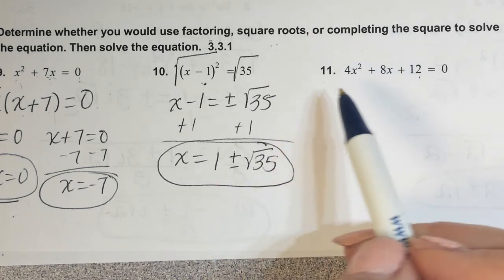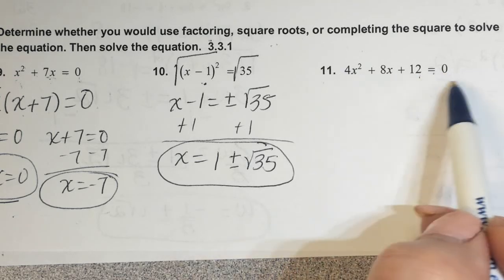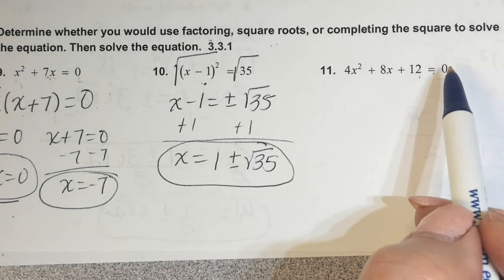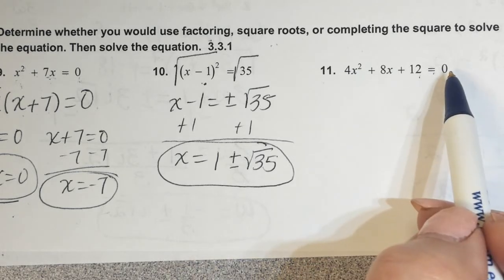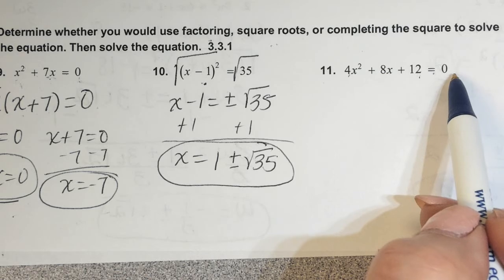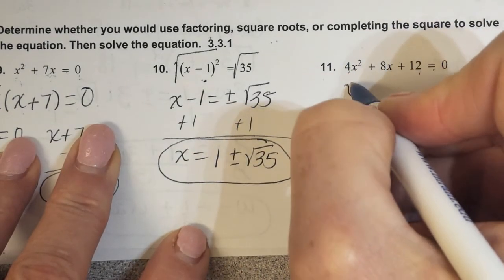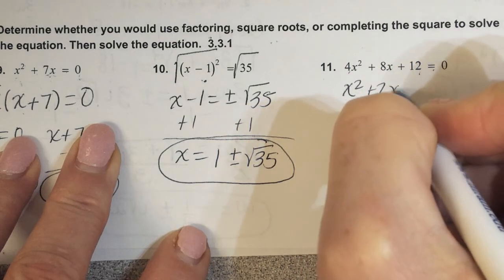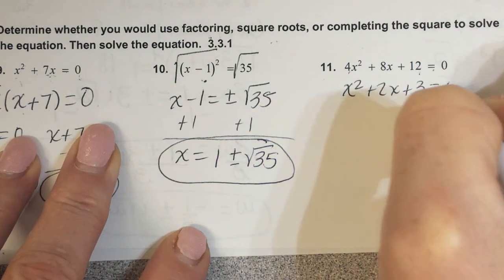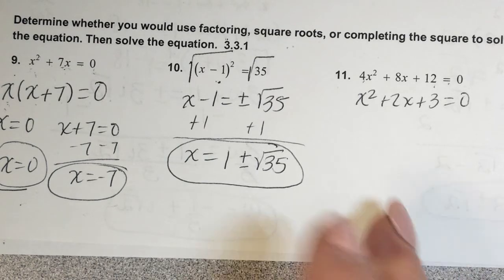I can do that, but I'm also allowed, since it's equal to 0, I can always divide by any number I want to. Just like I can multiply by any number I want to, I can divide. So what should I divide every number by to make this easier? 4. So let's do that. Divide the first by 4, the second by 4, and the third by 4. Now it's an easier problem.